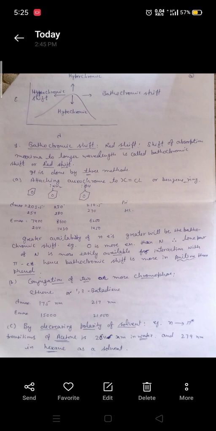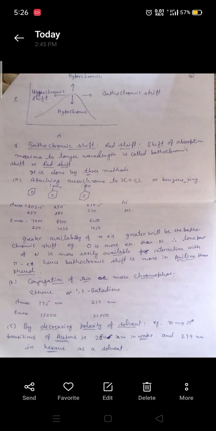This is the diagram which shows these effects: hypsochromic shift, bathochromic shift, hyperchromic shift and hypochromic shift. Bathochromic shift is also called red shift. A shift of absorption maxima to longer wavelength is called bathochromic shift or red shift. It is done by three methods. First, attaching an oxochrome to a carbon-carbon double bond or benzene ring.